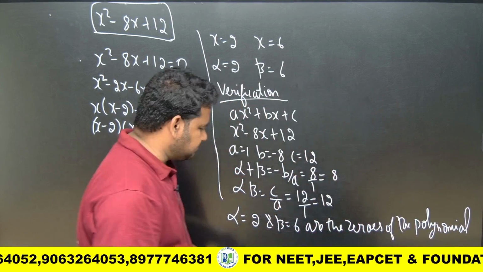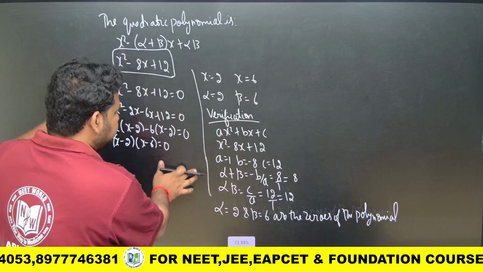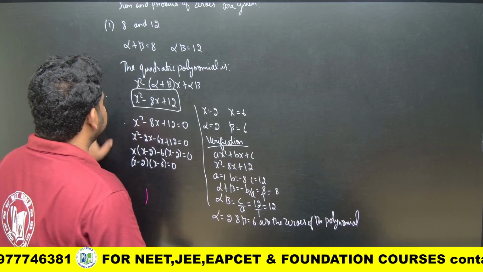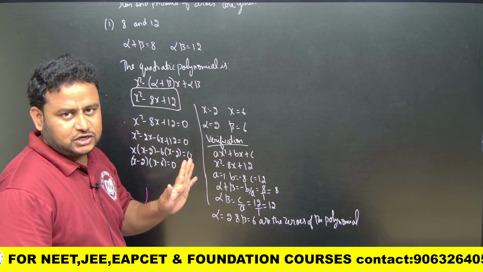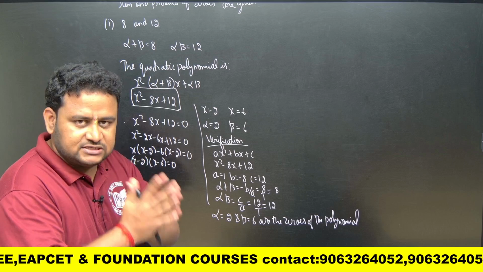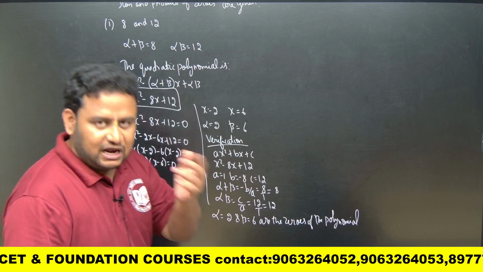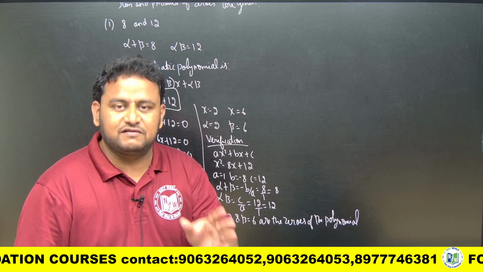See, once again I will explain. First, what they have given is the sum of the zeros and the product of the zeros, alpha plus beta and alpha beta. They are asking us to find the zeros of the polynomial, that is, alpha and beta.